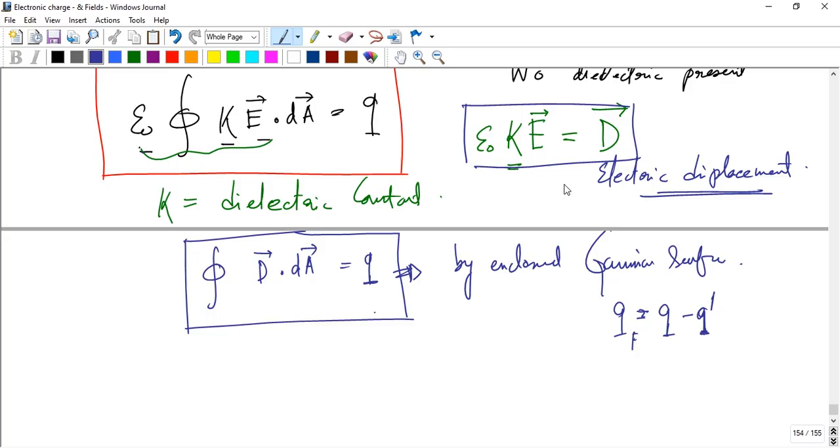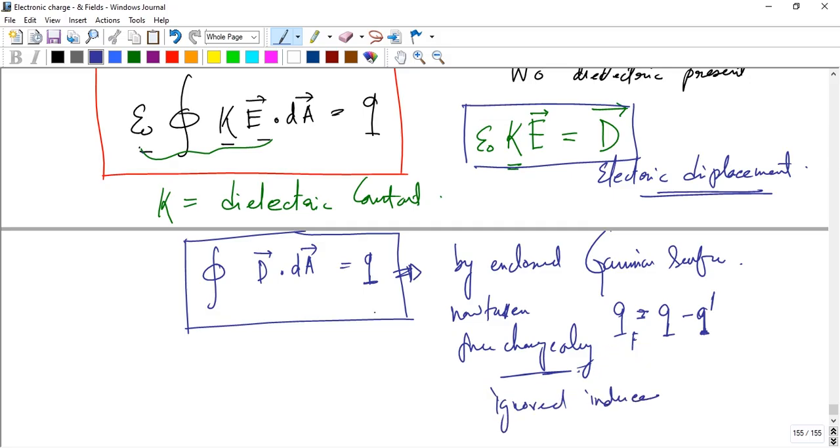The Gaussian surface is now taken to enclose free charge only, and the induced surface charge is ignored.